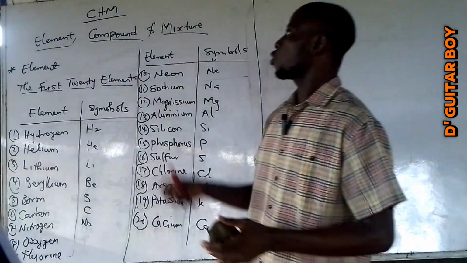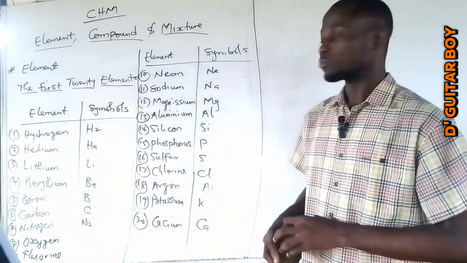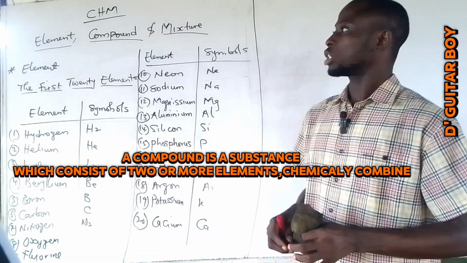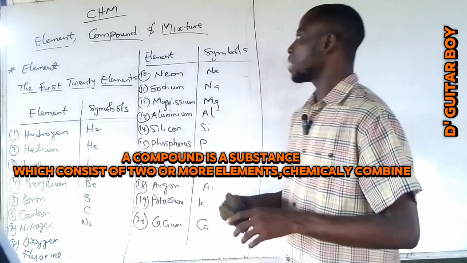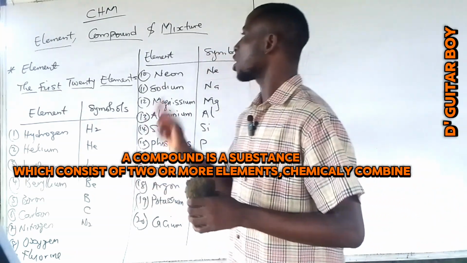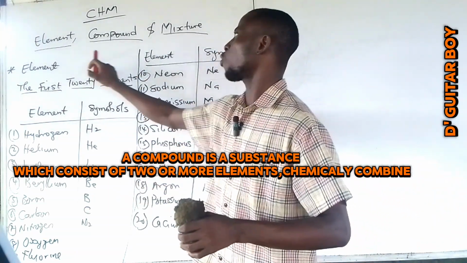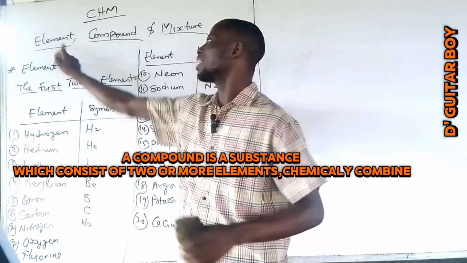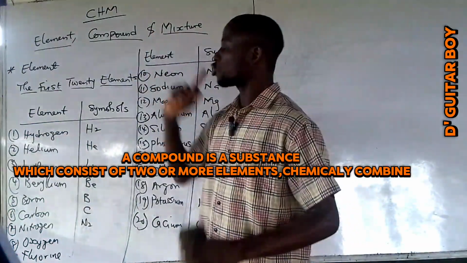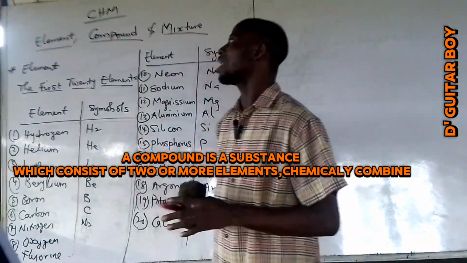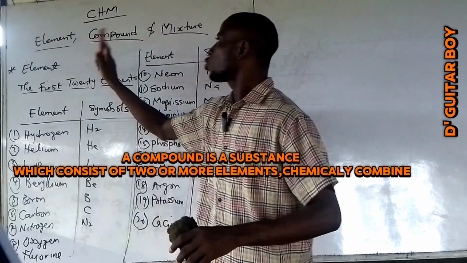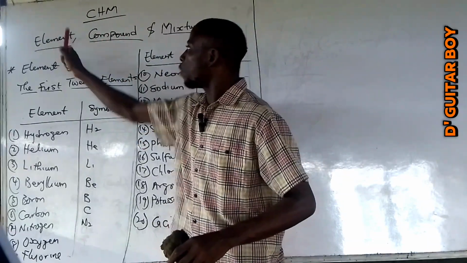Okay, now let's go to compounds. What is a compound? A compound is a substance that consists of two or more elements chemically combined together. A compound is a substance that consists of two or more elements chemically combined together. So this compound consists of two or more of these.